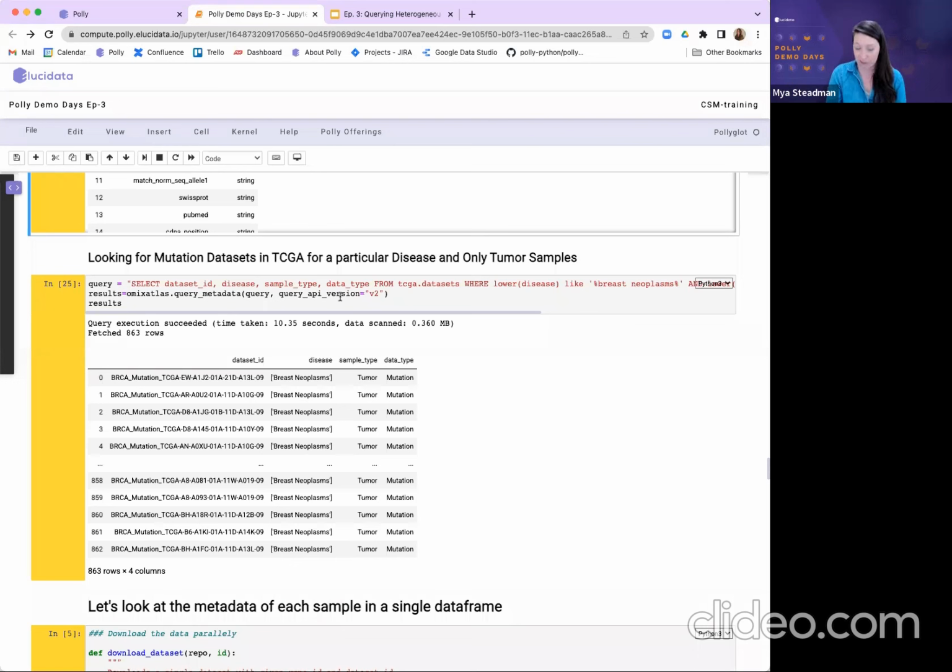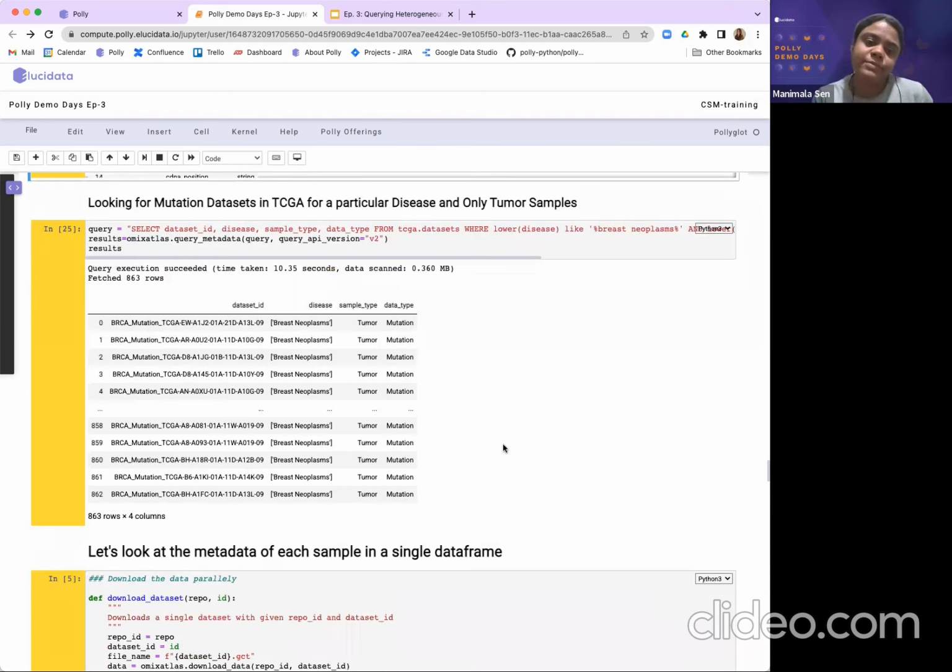And that's really powerful. So what we're doing here is looking for mutation data sets in TCGA for one disease, again, breast cancer. And I want only tumor samples. That is important because TCGA can have both normal and tumor samples, and in this case, we are running an example so that we can fetch feature level variants in our disease of interest. In this case, the disease of interest is breast cancer.